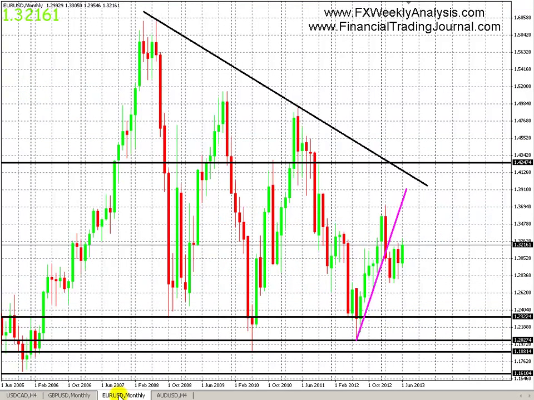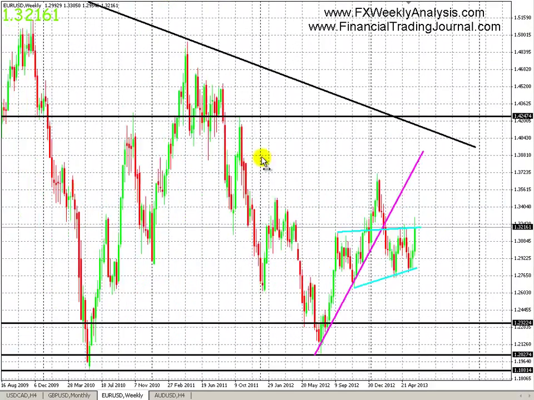Next up, we have the euro dollar. Euro dollar, green monthly candle, so this is in line with the pound dollar and the dollar CAD, but it's opposite to the Aussie dollar, so that's kind of weird. So I think Aussie dollar is the outlier this week. There's nothing much to say on the monthly chart for the euro dollar.